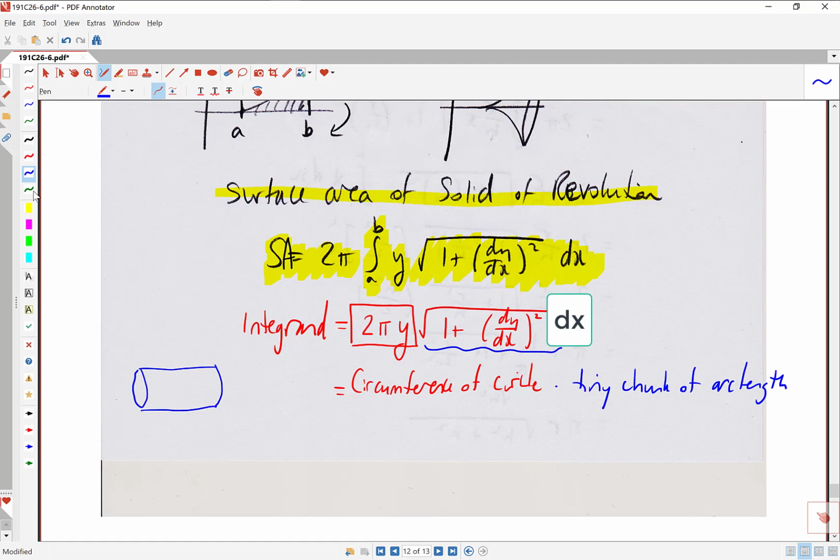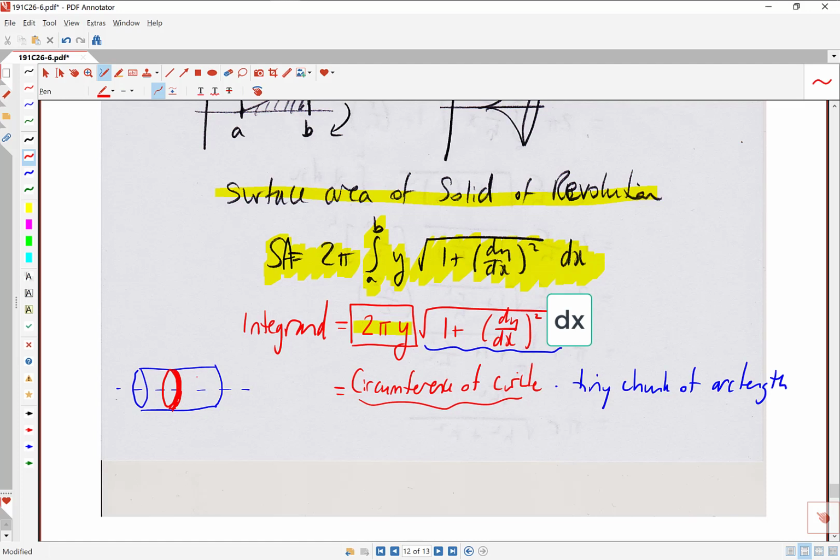So what our integrand is doing is thinking about the circumference of a certain circle. Normally we say circumference of a circle is 2 pi r. In this case, we're saying 2 pi y because y is what's representing the radius of the circle. Right now we're in units of meters. Circumference of a circle would be measured in meters. But if we multiply that by a tiny little chunk of arc length, then all of a sudden we've got an area. So we've got a tiny chunk of surface area, which is now measured in meters squared.